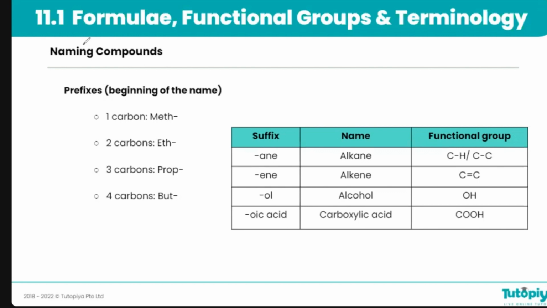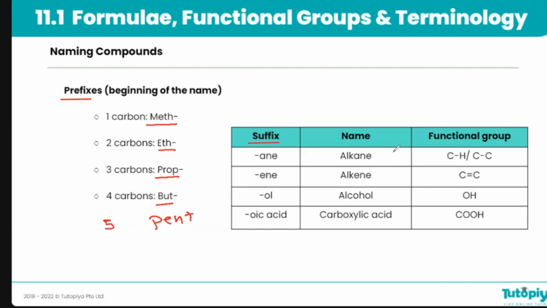To do this, we use the prefix and the suffix of the name. The prefix is how the name starts, and that will indicate the number of carbons. For example, if there is one carbon, the name will begin with the prefix meth. If it's 2, then it will be eth. 3, prop. And if it's 4, but. And if it's 5, then pent.